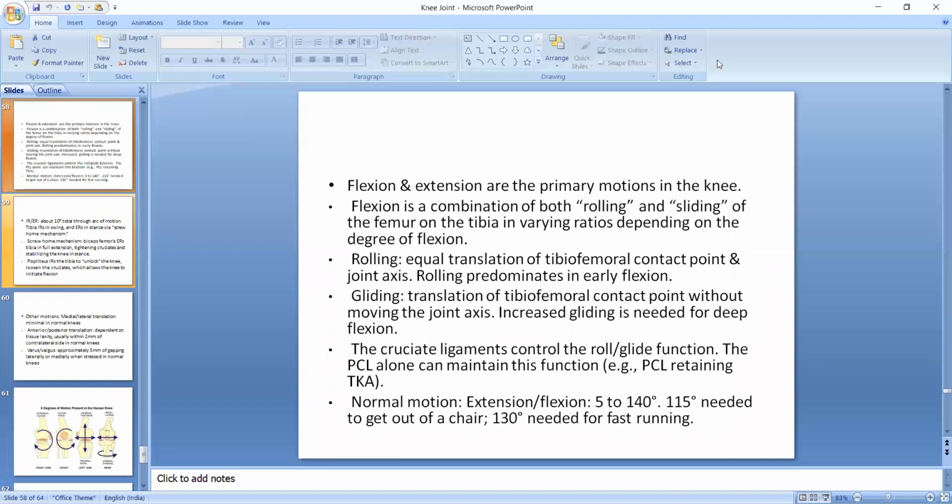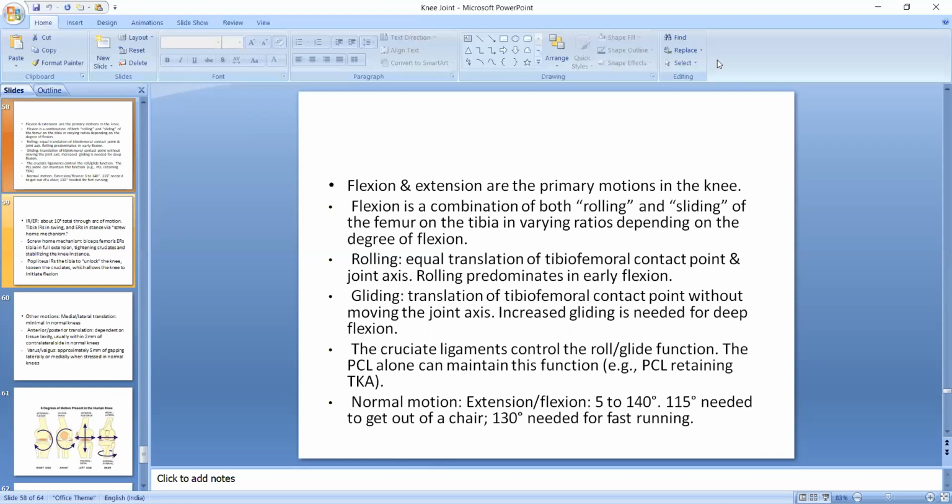Flexion is a combination of both rolling and sliding of the femur on the tibia in varying degrees depending on the degree of flexion. Rolling is translation of the tibiofemoral contact point with movement of the joint axis. Rolling predominates in early flexion. Gliding is translation of the tibiofemoral contact point without moving the joint axis. Increased gliding is needed for deep flexion. The cruciate ligaments control the roll and glide function.